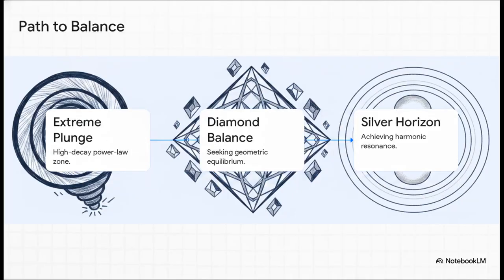All right, let's map out how this builds our understanding of spatial harmony. We're essentially tracking a transition here. Step 1 is that high-decay power law zone, that extreme, violent plunge toward the core where mathematical area vanishes. Step 2 involves seeking a geometric diamond balance to counter that massive plunge. And finally, Step 3 is achieving what is mathematically known as the silver horizon resonance.